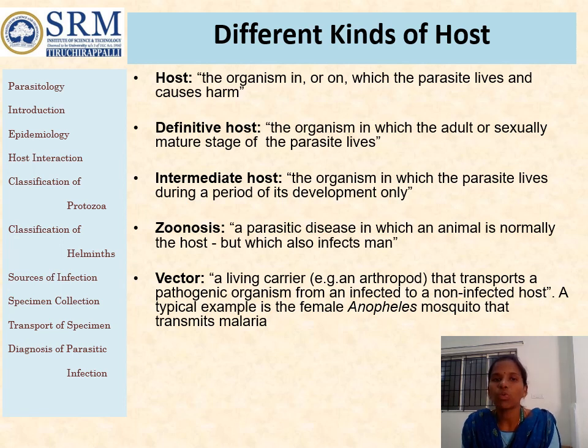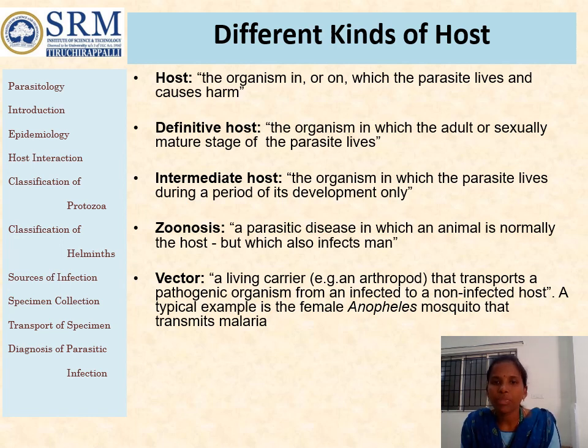Second is the definitive host and intermediate host. We must know about the definitive and intermediate host in parasitology. So the definitive host means the specific organism in which the adult or sexually mature stage of the parasite lives; it is called a definitive host. An intermediate host means the organism in which the parasite lives during a period of developmental stage only. That is called an intermediate host.